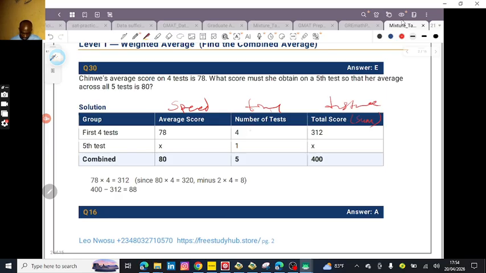For Chinwen's 4 tests, the average is 78. 78 times 4 is 312. For the 5th test, we don't know the score, we put it S. S times 1 equals S. The combined average is 80 times 5, which is 400. But we know that the total sum will be this 312 plus S, which is 400. If 312 plus S is 400, then S is 400 minus 312 equals 88. Do you agree?